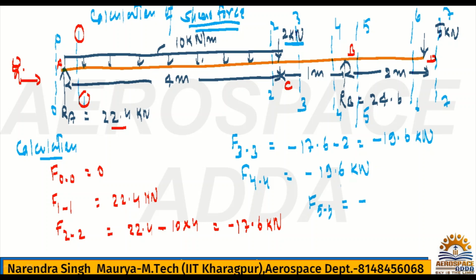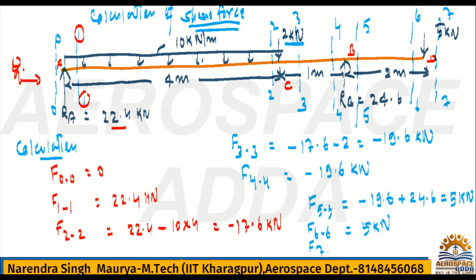So before, till 44 it was minus 19.6. Now once you go for F55, RB will be considered and it is in upward direction, hence it will be positive, 24.6. If you check F55, this value is nothing but minus 19.6 plus 24.6, which is 5, right? And then we'll go to F66. See, in between 5 and 6 we do not have any force, so the same value you will get, it's 5 kilonewton.